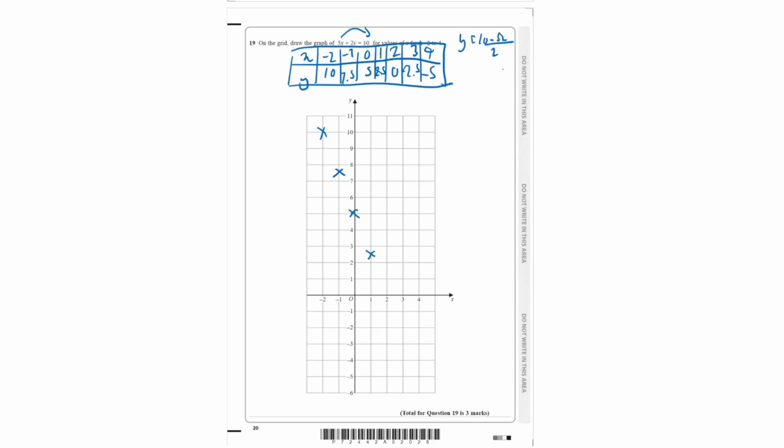And on the x-axis, which is 2, y-axis is 0, so that's just here. On the x-axis is 3, and the y-axis is negative 2.5, so we move down here. And for 4, we finally have negative 5, so we move down here. And always remember, use a ruler to draw a straight line through all the crosses.